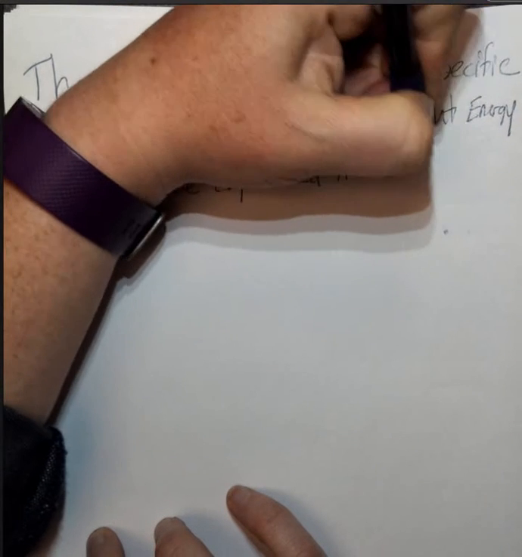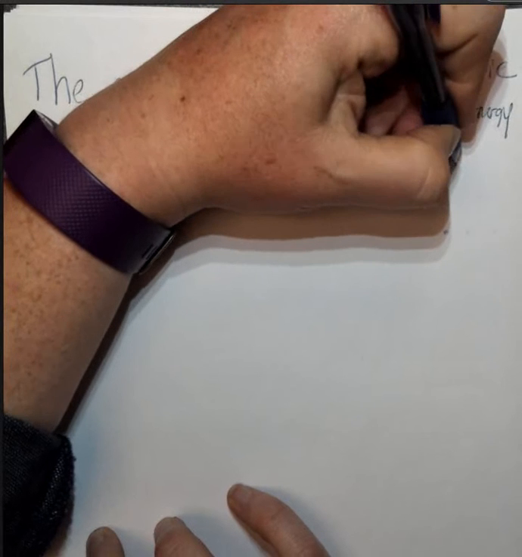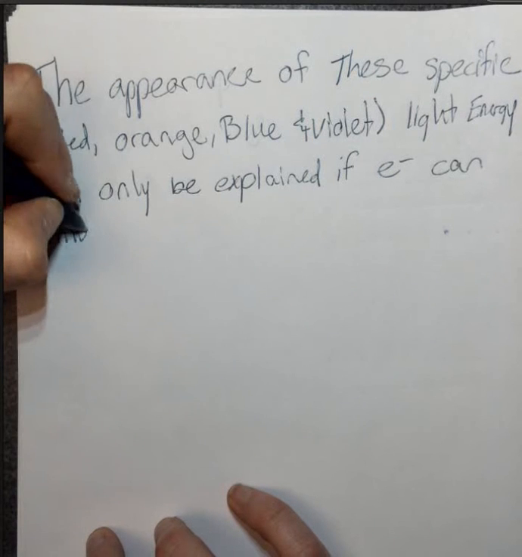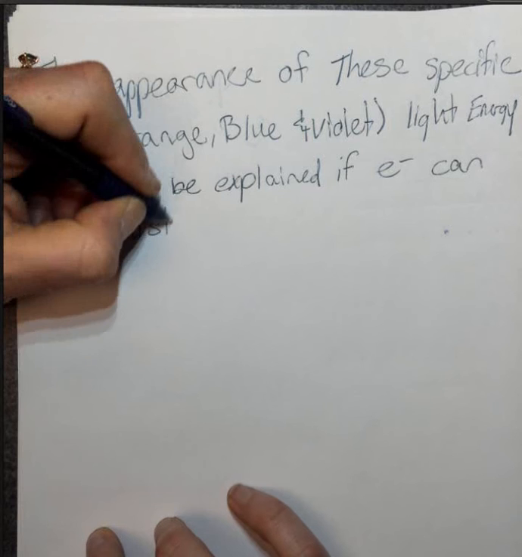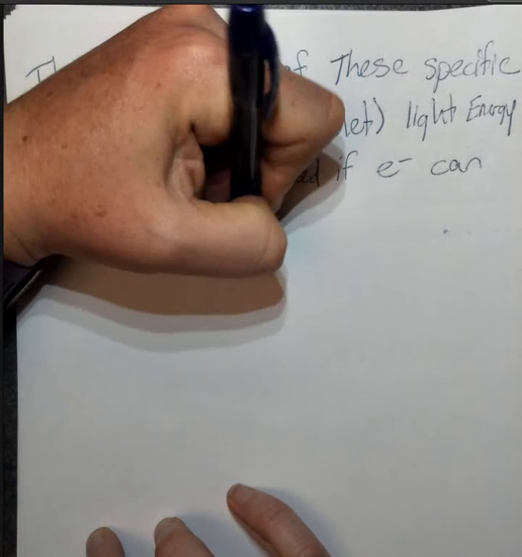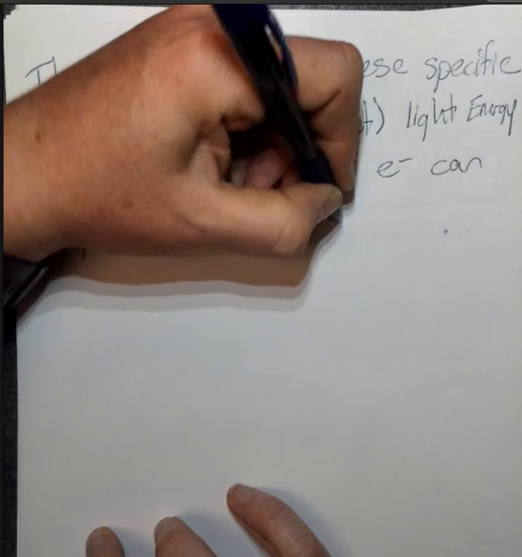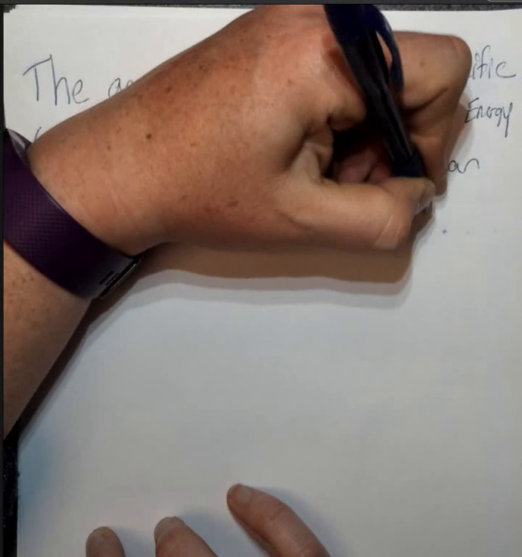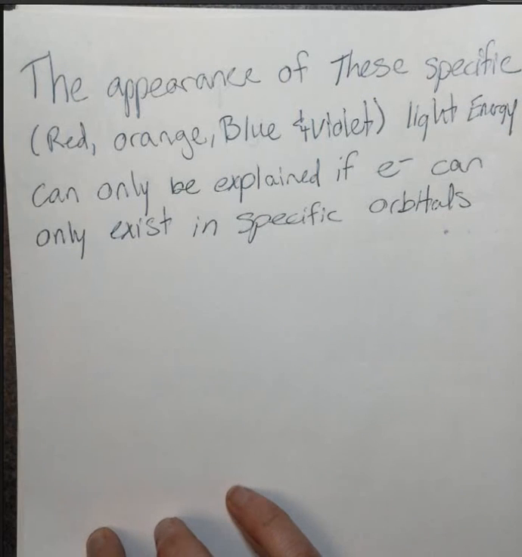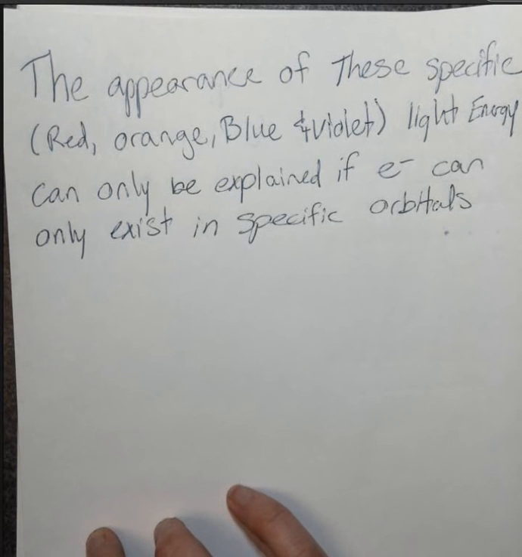if the electron can only exist in specific orbitals. Right? No going in between the rungs. No going in between the orbitals. They can only be on level 1 or level 2 or level 3. You can't have a 1.5. It's not allowed. Just like you can't stand in between two rungs on a ladder.